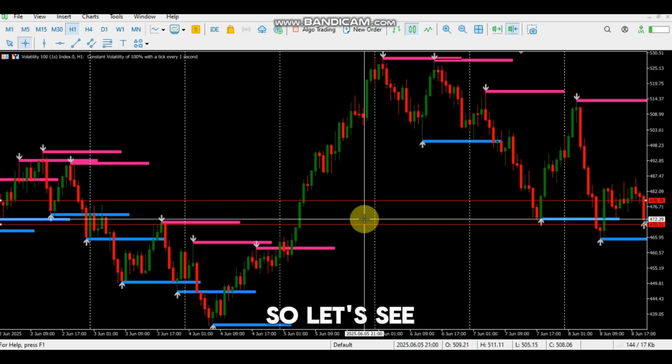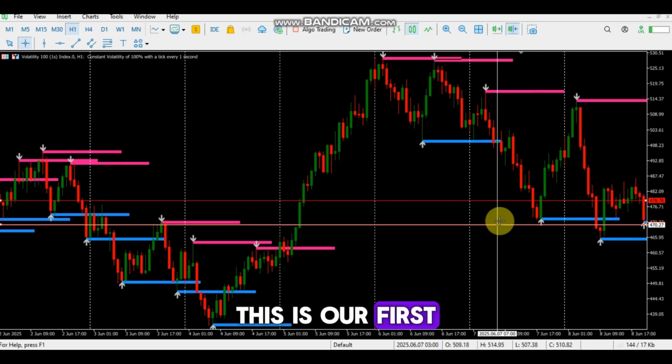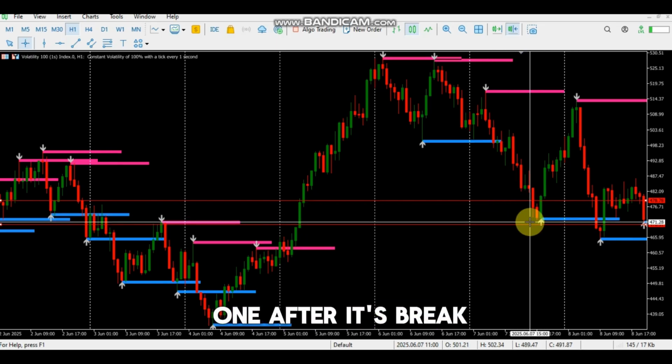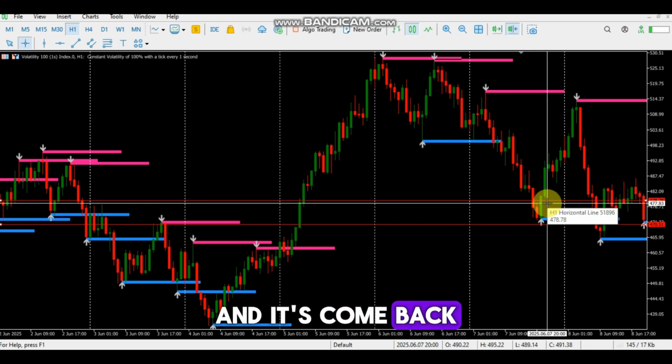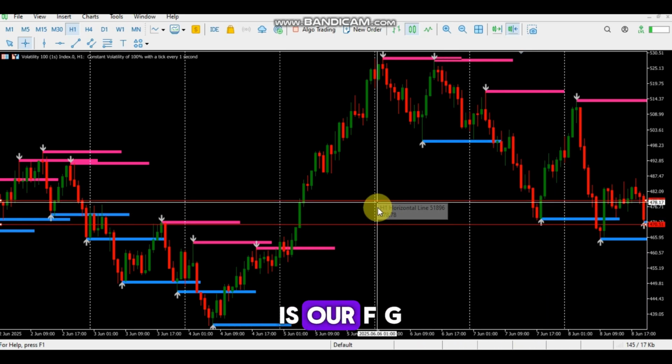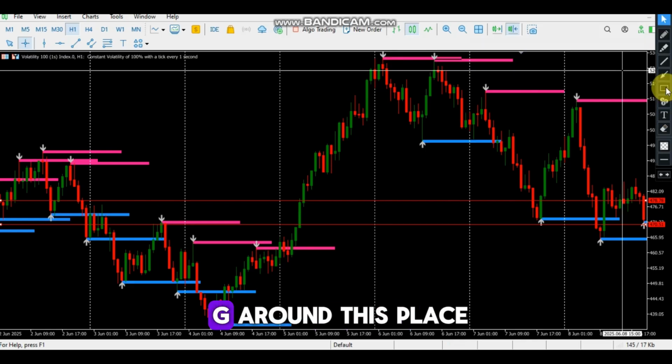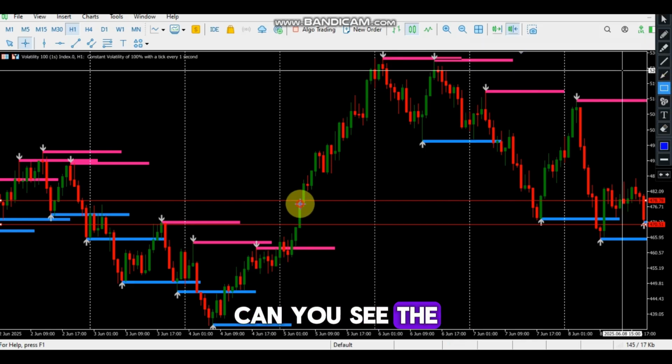So let's see, this is our first one, right? Can you see this is our first one? After it breaks both of them and comes back to this zone, can you see this is our FVG? That is an FVG. There is an FVG around this place.